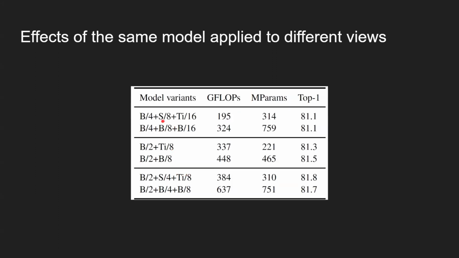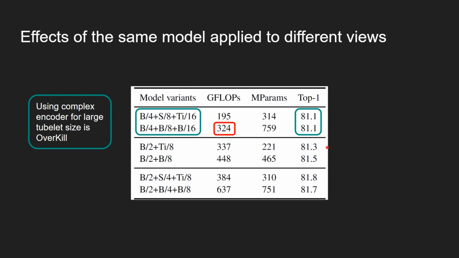The next thought was, what if they assign a complex model to all the view encoders? Will that help in improving the accuracy? So they did the experiment. This was the earlier model, but they assigned a complex model to each of the views. GFLOPs increased, but there was no bump in the accuracy. So they found that even if they use a complex model for all the views, it is overkill, and they are actually saving some computational complexity using their method.